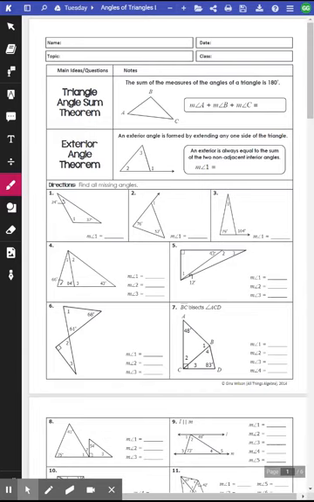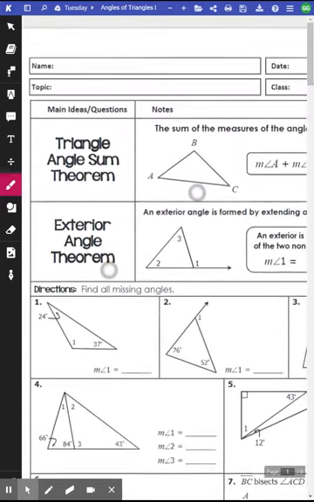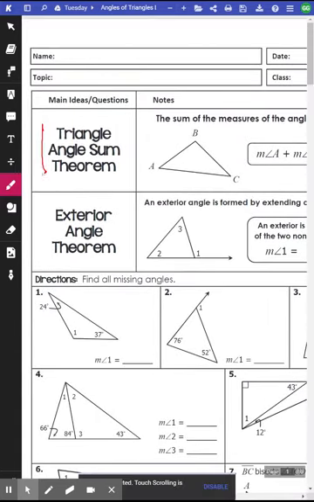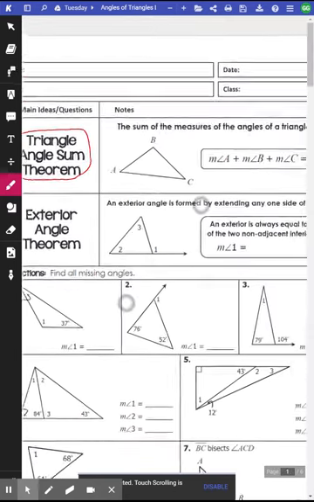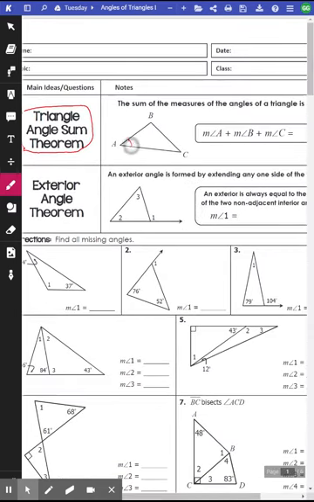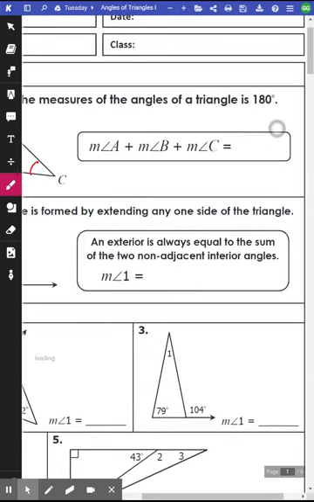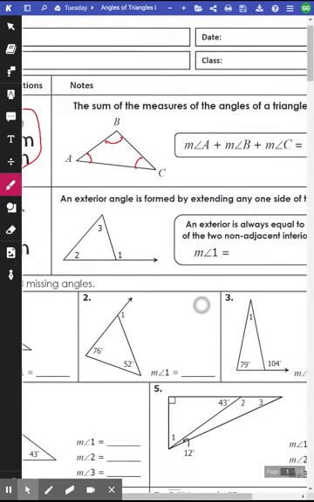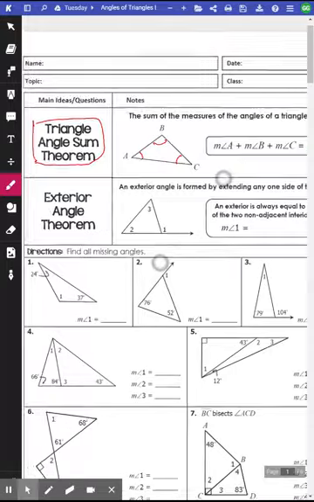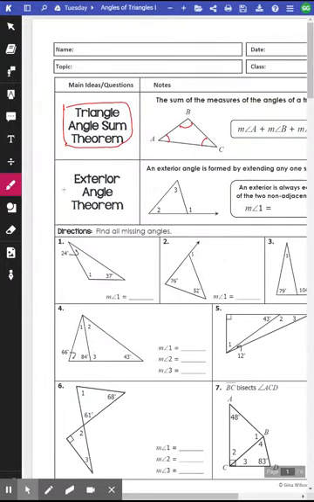Okay. The big thing I need you to remember is what's called the triangle sum theorem. That means that all three angles in a triangle add up to 180 degrees. All right? Huge rule I need you to remember. Triangles, doesn't matter how big, how small, whatever, they will always add up to 180 degrees. That's the triangle sum theorem.